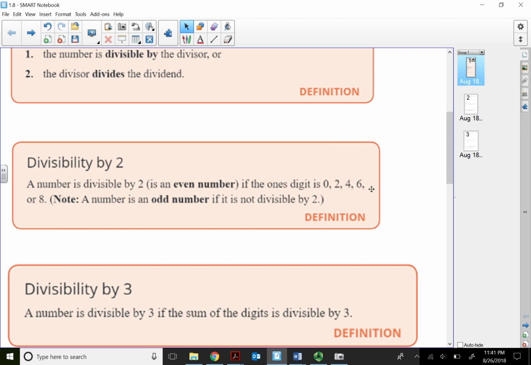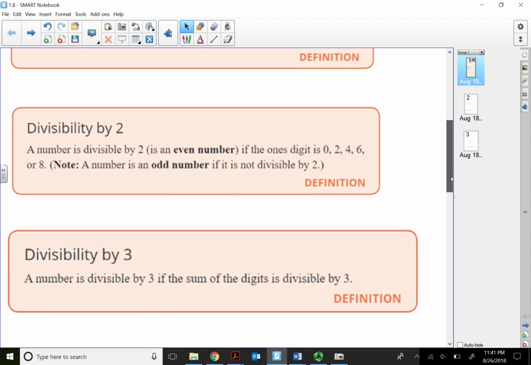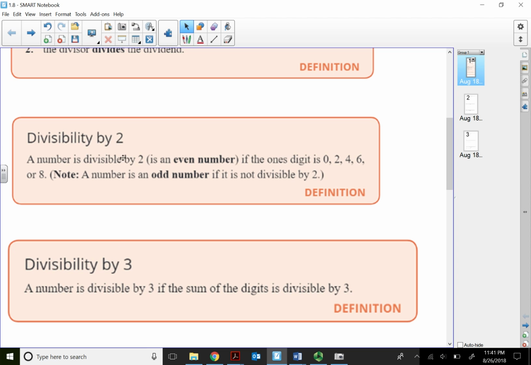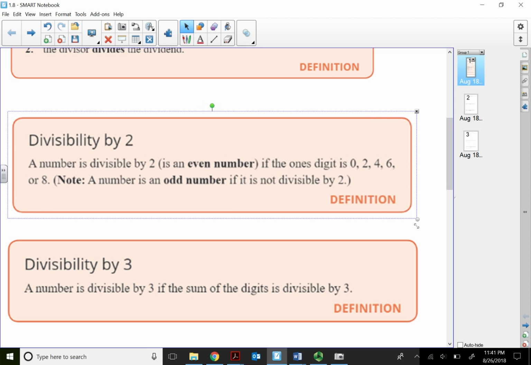So when it comes to simplifying fractions, when you run into a number that you don't recognize that's not on the multiplication table, using divisibility can actually help you know how to simplify those fractions. A number is always divisible by 2 if the ones digit, the ones position, ends in 0, 2, 4, 6, or 8.